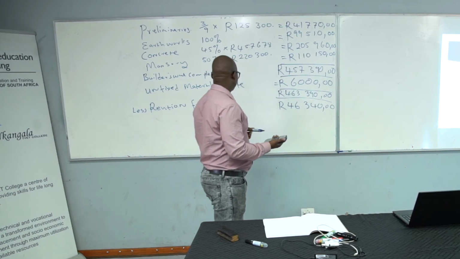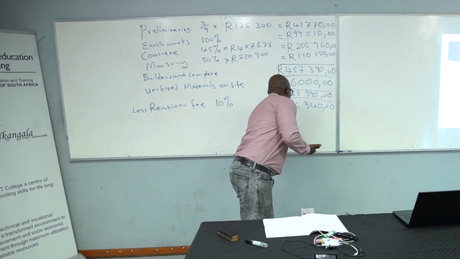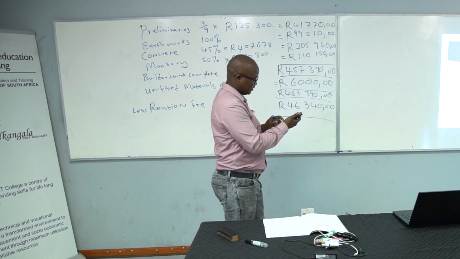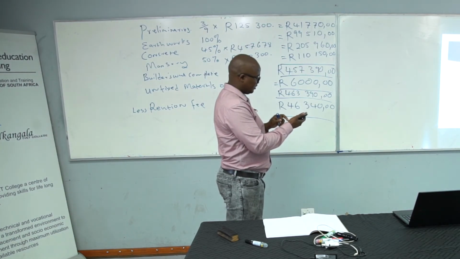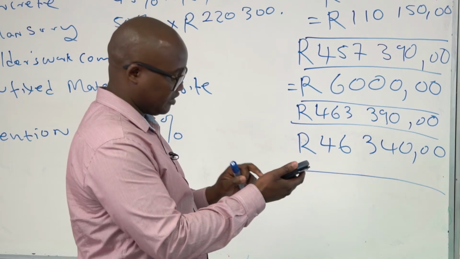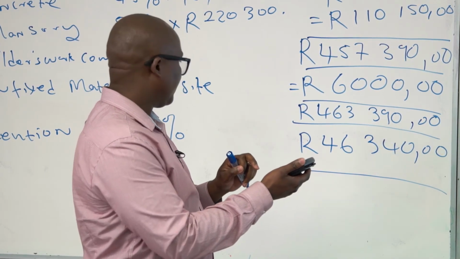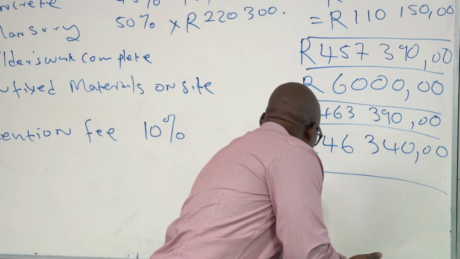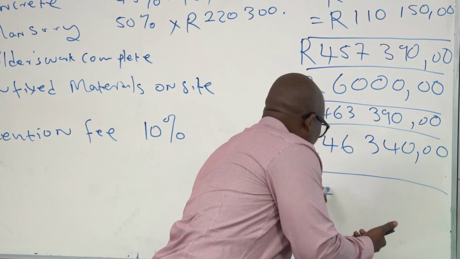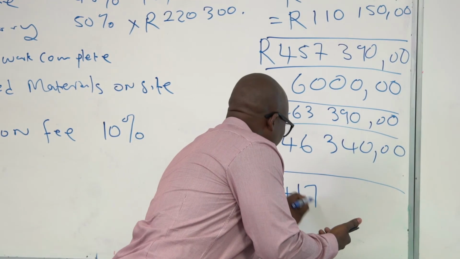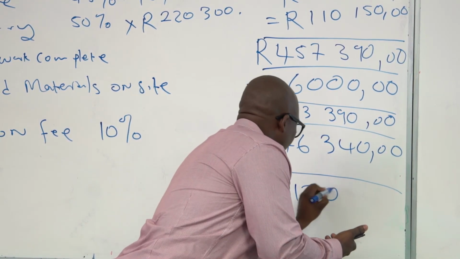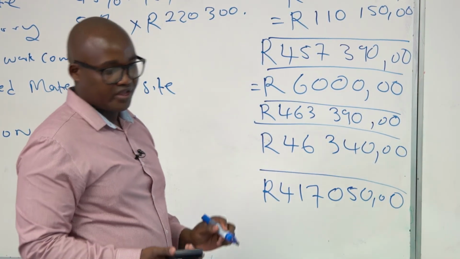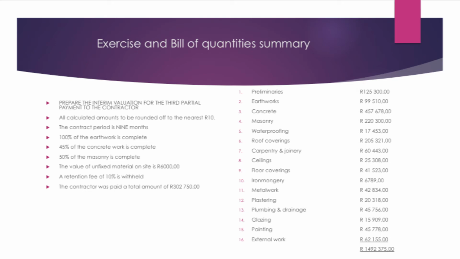Then we have to deduct this less retention from the total amount. Then we'll say it's equal to 463,390 minus 46,340 is equal to 417,050 rand. We are not done.